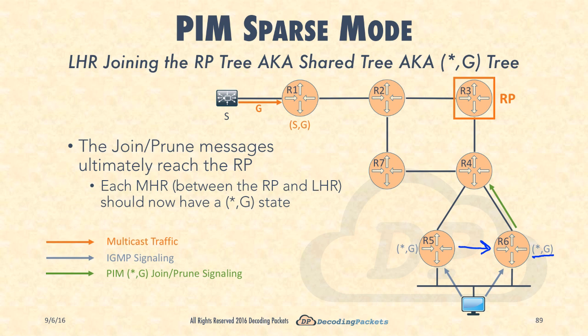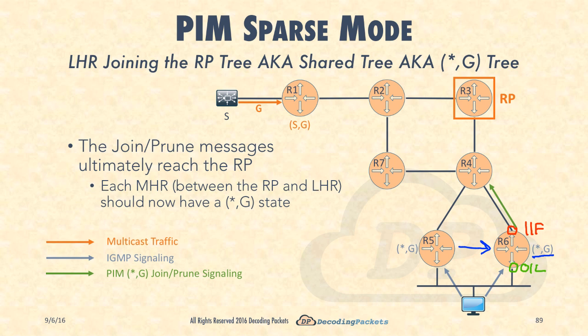So wouldn't it be this upstream interface? Now for this star comma G, this interface becomes the IIF, because this is your incoming interface. This is the interface where you should be expecting to receive traffic for this particular star comma G state. So this star comma G state now has an interface in the OIL, courtesy of IGMP, and it has an incoming interface. And if you remember from our multicast routing protocol lecture, these are the two pieces of information you need for every state for that tree to be complete.